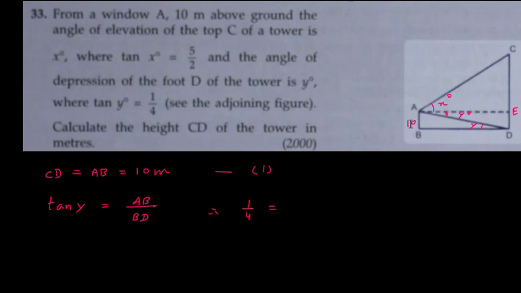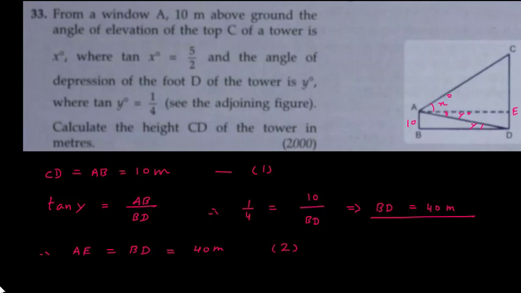So this AB, I will say it is 10 divided by BD. So this gives me BD is equal to 40 meter. So I get the value of BD. As I get the value of BD, I will say that I got the value of AE. So therefore AE is equal to BD is equal to 40 meter. Okay, so this is a second equation.